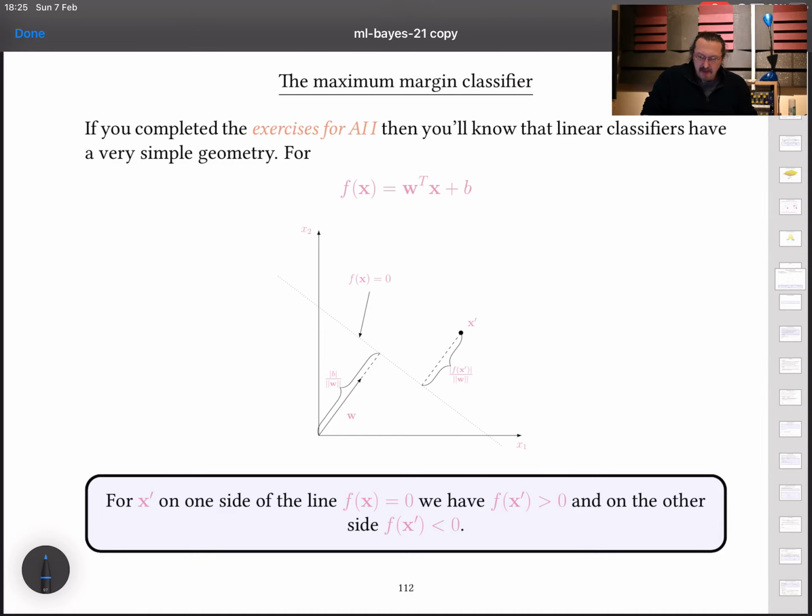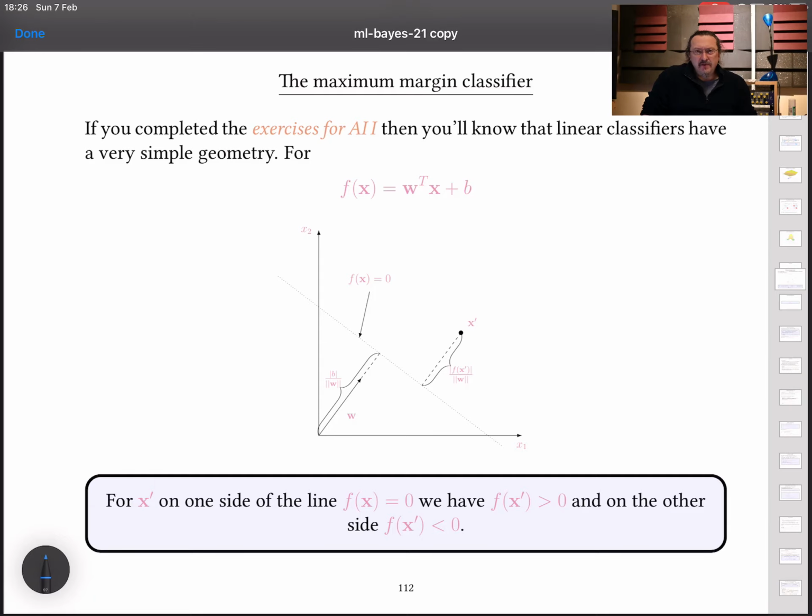We have a linear classifier. f of x is w transpose x plus b. Now, here I'm going to call b the bias because we treat it separately. It's usually called the bias, of course, but what I really mean is I'm not necessarily going to call it w0. It may appear as either, but on this slide, it's to make it clear that it has a distinct role to play.